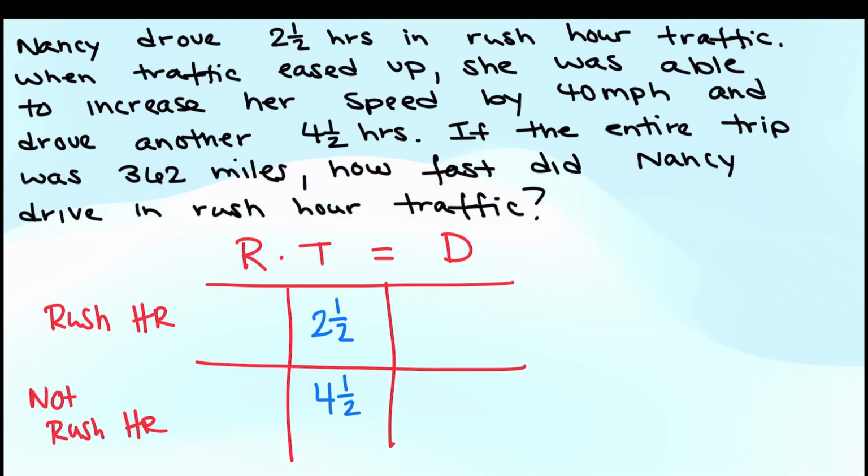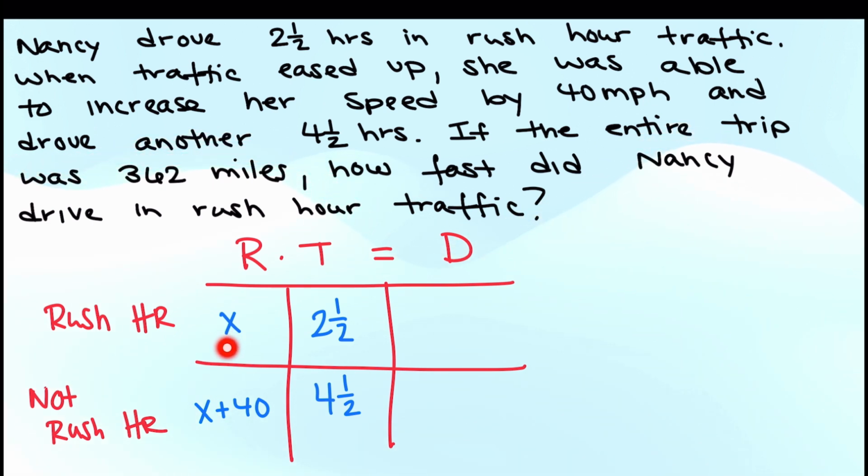Now, they didn't give us the speeds, but they did tell us when traffic eased up, she was able to increase her speed by 40 miles per hour. So that means her rush hour speed, if we call that x, then later her speed would be x plus 40. We increase it by 40. Now, the only other information we're given in the problem is a distance traveled. And so what we can do in our table is if we take our rate column times the times, that'll give us expressions for distance.